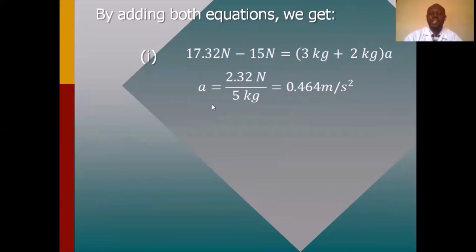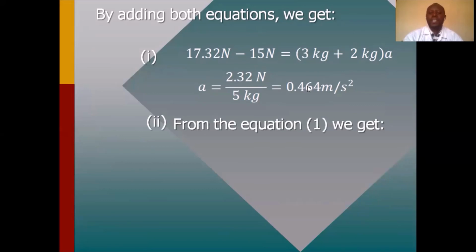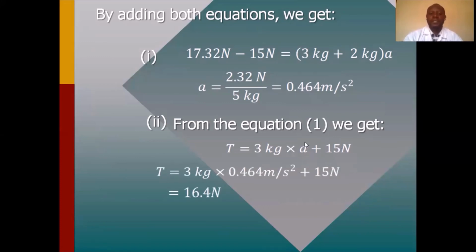This is the acceleration of the system. After getting the acceleration of the system, we are going to replace it in one of the two equations. So let's replace the value of A in equation 1. We are going to get tension equal to 3 kilogram times acceleration plus 15. Finally, we get the tension equal to 16.4 Newton, the tension in the wire pulling the two boxes.